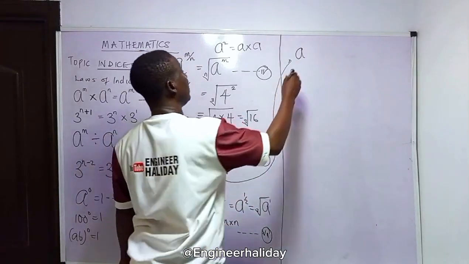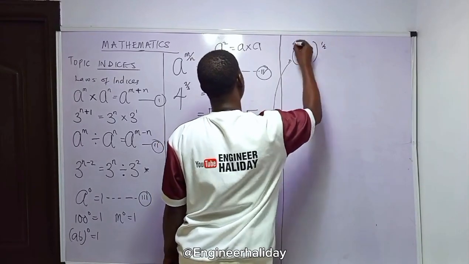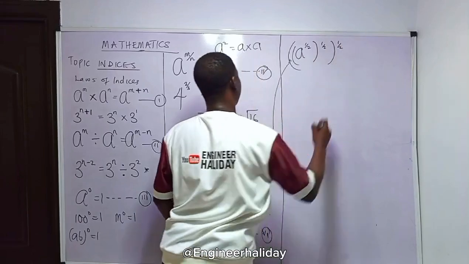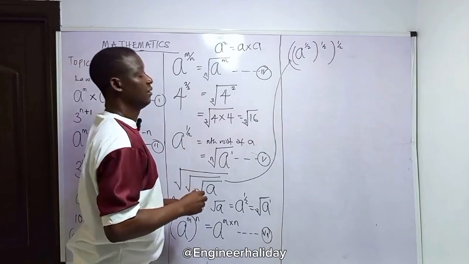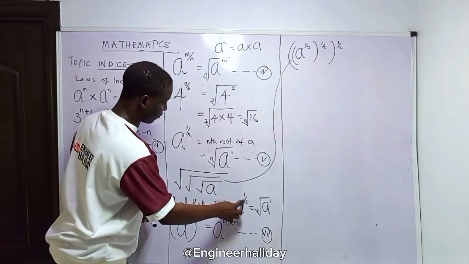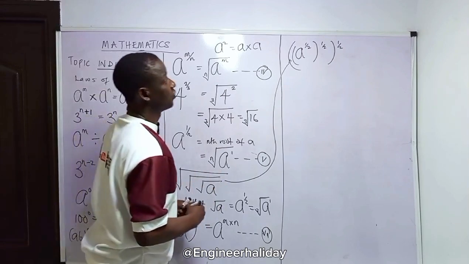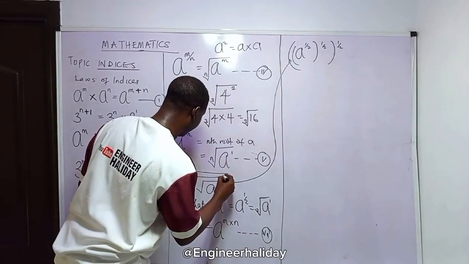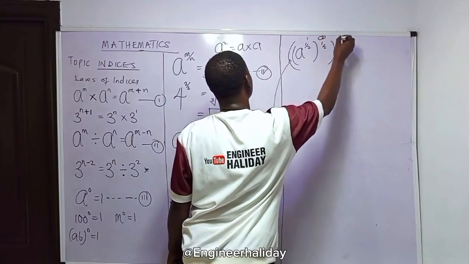It becomes what? A raised power half, bracket, half, bracket, half. How many square roots? 1, 2, 3. This one is what? This 1, this 2, another one, then 3. So making 3 then. So we have 1, 2, and 3. That's why we have 1, 2, and 3.